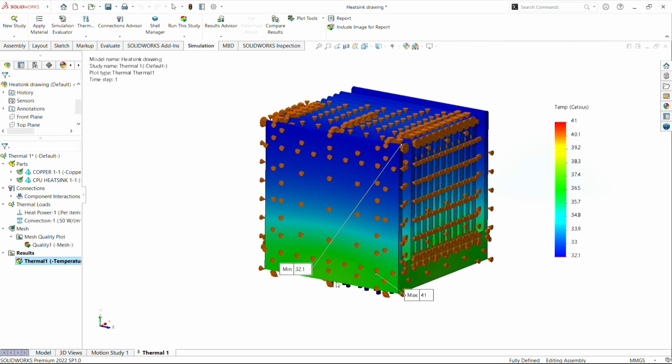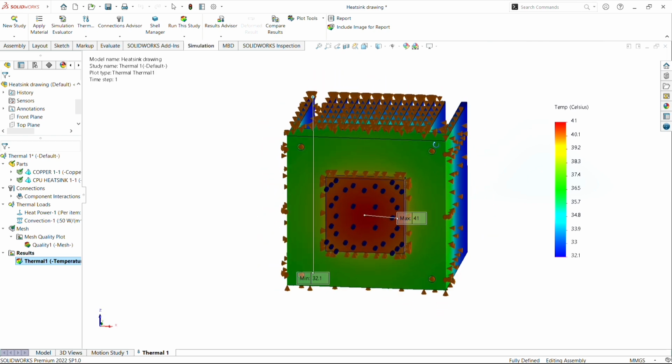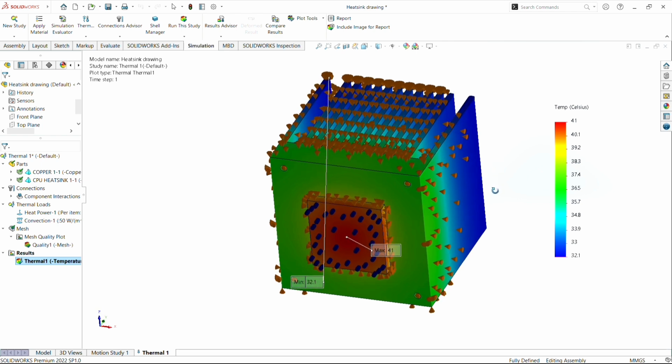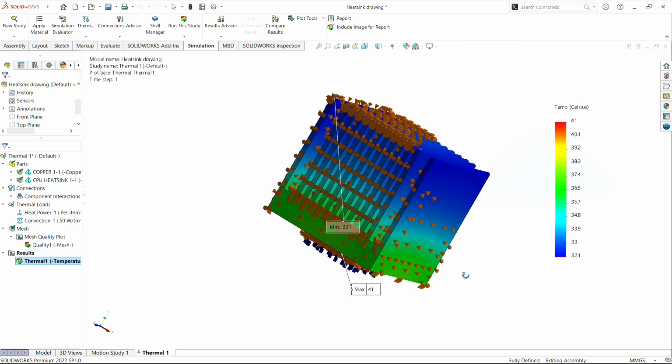Using the formula Q over A, area, we can find the heat flux. So dividing 88 watts of heat generated by 0.037025 meters square of area, we obtained a heat flux of 2.38 kilowatts per meter square.